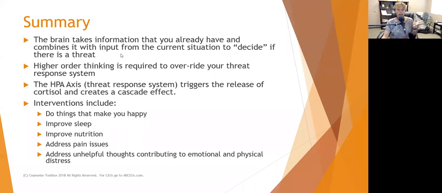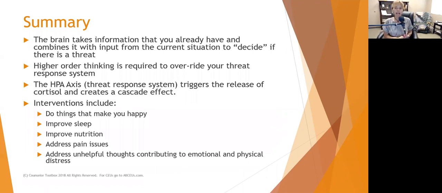So in summary, the brain takes information that you already have and combines it with input from the current situation to decide if there's a threat. Higher order thinking is required to override your threat response system. So when you start feeling anxious, you need to use that higher order thinking and go, okay, right now in this particular situation, am I really in danger?